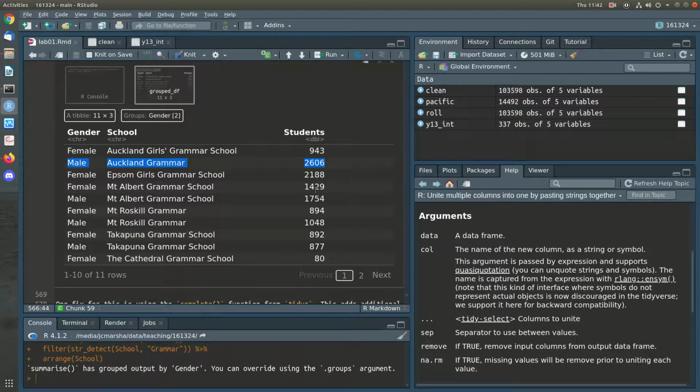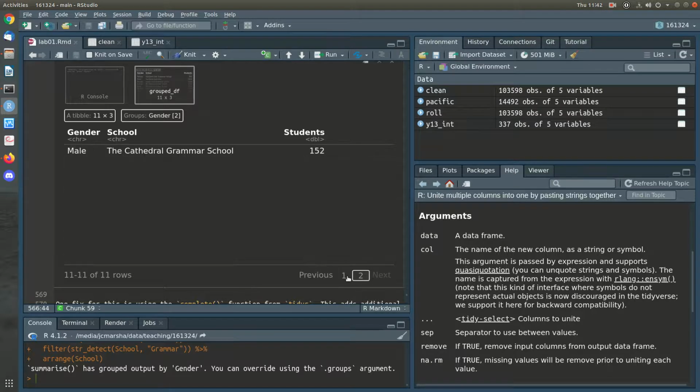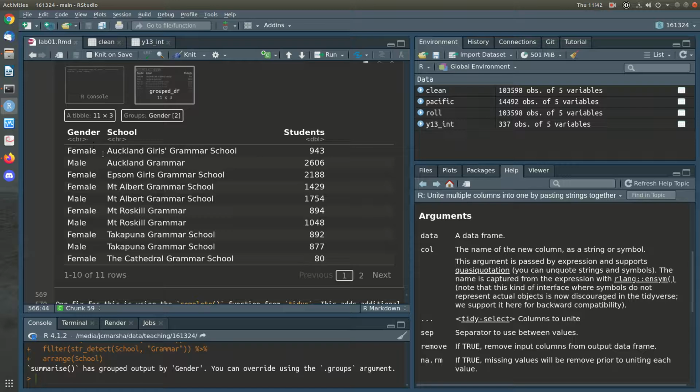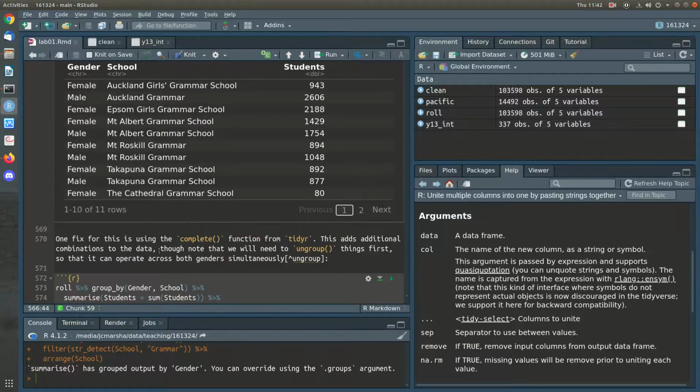Okay, there are rows for females and males at Mount Albert Grammar, because that is a dual-sex school. Same with Mount Roskill Grammar and Takapuna Grammar and I think Cathedral Grammar. But Auckland Girls Grammar and Auckland Grammar are single-sex schools. So we know we should have another row in the data set for each of these with a 0 in the number of students. And because we don't, the means are going to be wrong. Okay. So one way to fix that is the complete function.